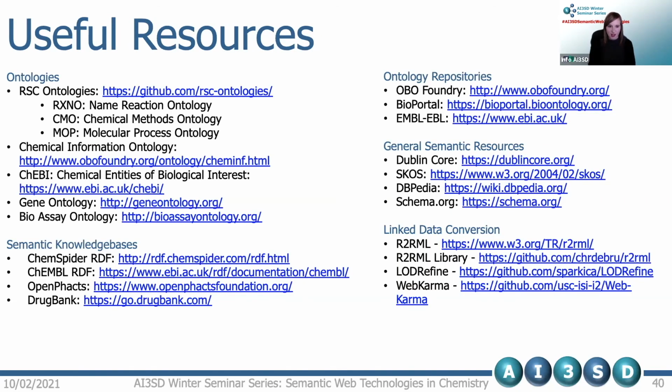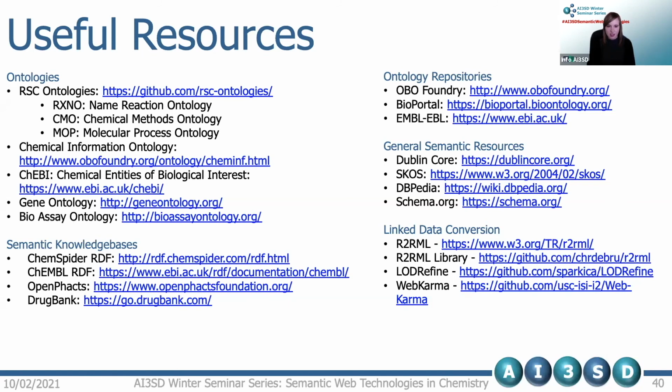So just to finish up, here are some useful resources for using semantic web technologies in chemistry. There are many ontologies. There are the Royal Society of Chemistry ontologies, which I imagine Colin might mention in his talk, and I've noted a few of the very popular ontologies in chemistry and drug discovery. There are also several repositories of ontologies, and these allow you to search for relevant ontologies and also provide a place for you to deposit any ontology that you might create.